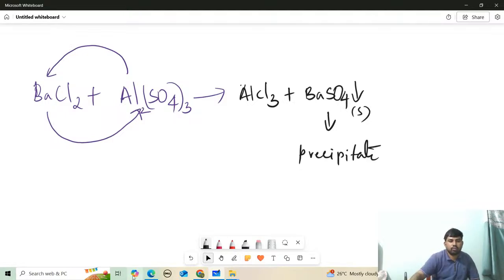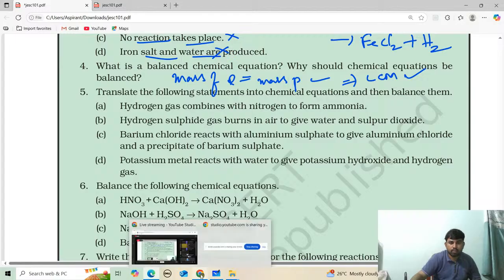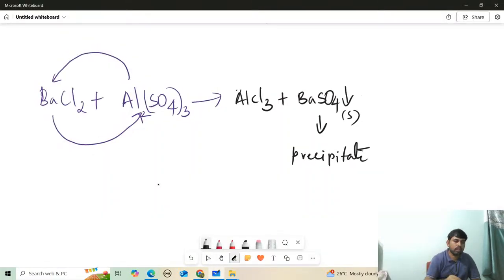Now see, one more question: potassium metal reacted with water. So you can say potassium plus water. K plus H2O gives rise to potassium hydroxide KOH plus hydrogen gas is produced here.